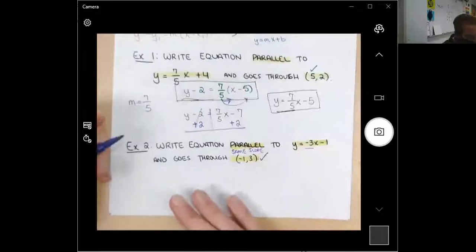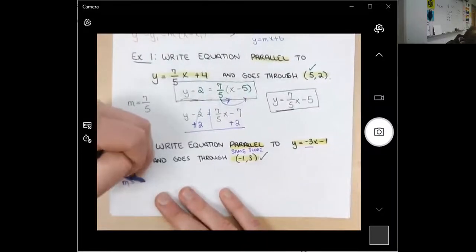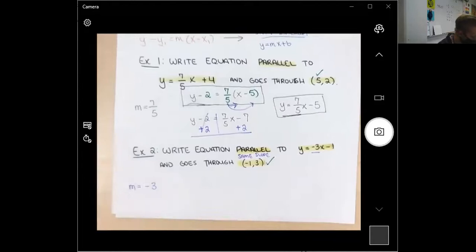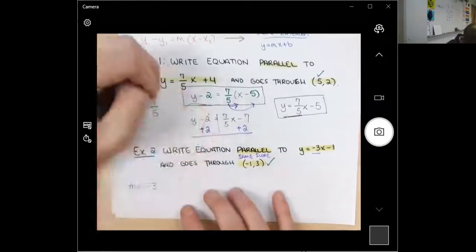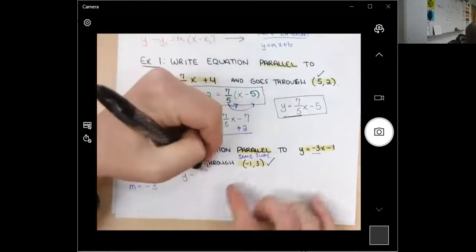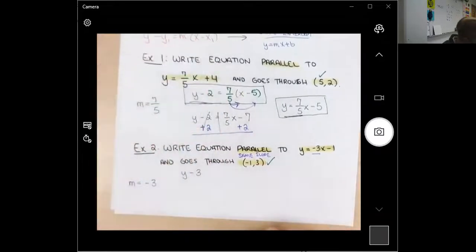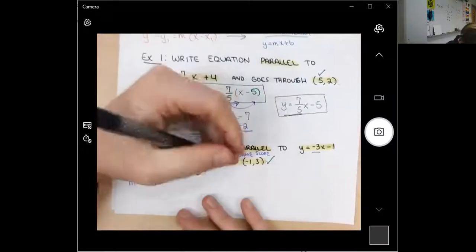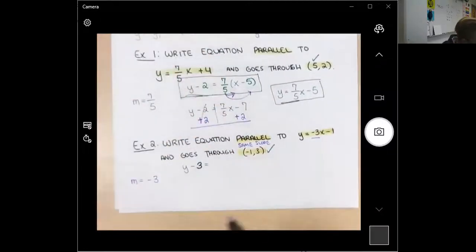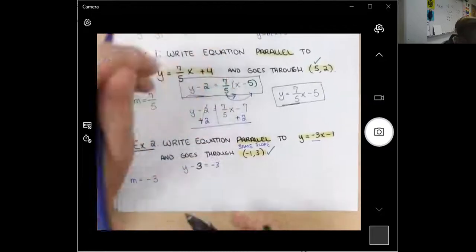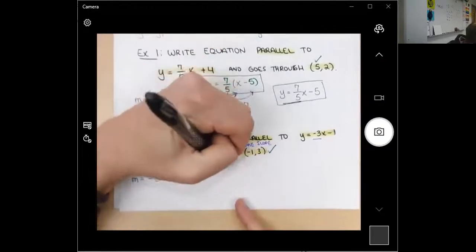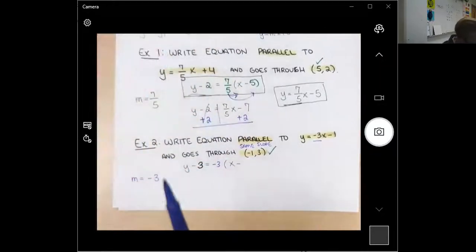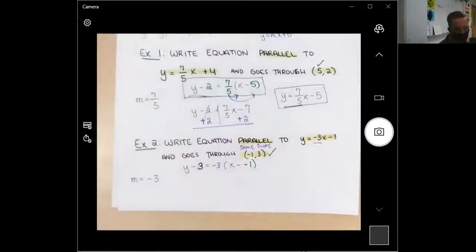So my slope there is -3, so the slope of my new line will also be -3. Okay? So what I'm going to do is plug this into point slope form. So we get y minus y1, which will be 3, equals -3, which is my slope, times x minus x1, which is -1.